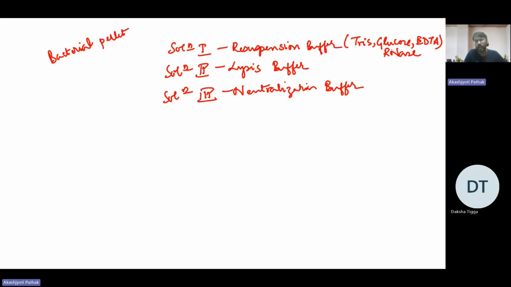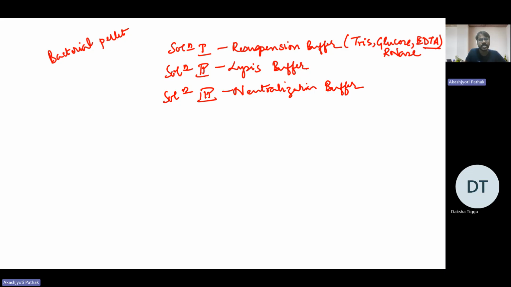When you lyse the cell, your lysate will also contain DNases. Now, the DNases require magnesium, calcium, all these different divalent cations for their activity. If DNase is present in your lysate, it will degrade your plasmid, and you do not want to degrade your plasmid. So you add the resuspension buffer, which contains EDTA. EDTA will chelate out the divalent cations.